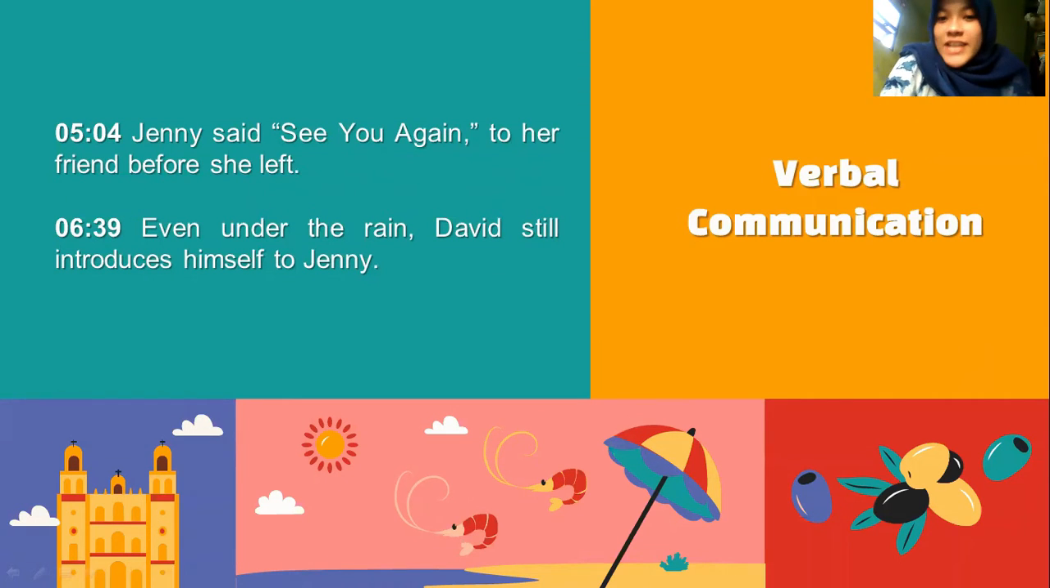verbal communication. Jenny said, "See you again in 5 minutes, 4 seconds" to her friends before she left. In America, "see you again" is parting, the action of leaving or being separated from someone. And the second is a scene where David still introduced himself to Jenny even though it was raining. The first meeting gives a certain impression or image to each individual who knows each other. So this is commonplace in America.